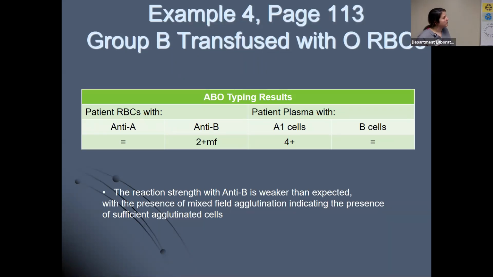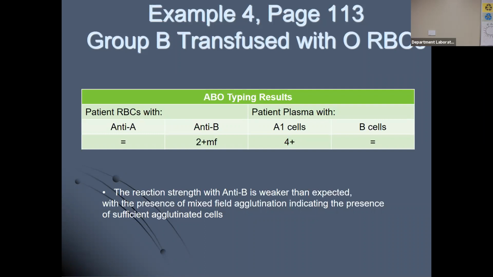So here's another example. This is a group B patient transfused with multiple O red cells, okay? So notice that we have anti-A, a negative reaction, a very weak reaction with our anti-B, and then a 4+ with our A1 cells in the reverse type, and a negative reaction with our AB cells. So what's your front type like? B, but what's your back type like? It's also a B. But why is this reaction so weak? That's right, because your patient has been transfused with multiple O cells.